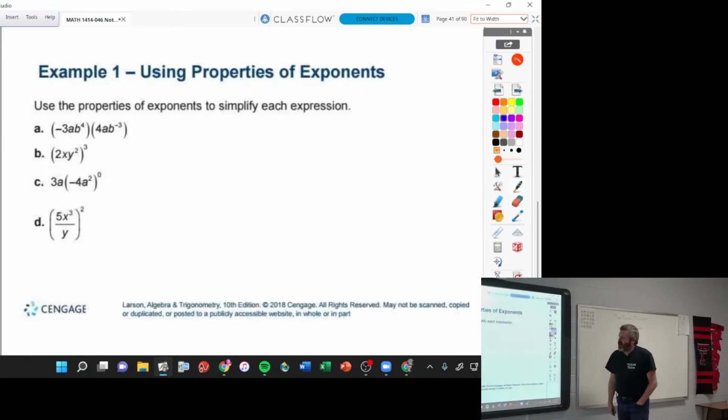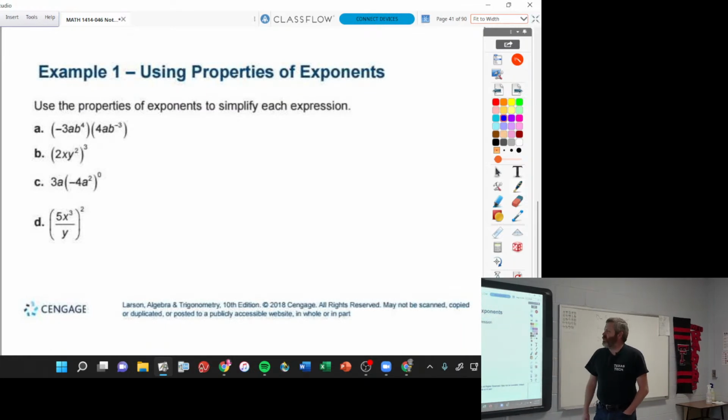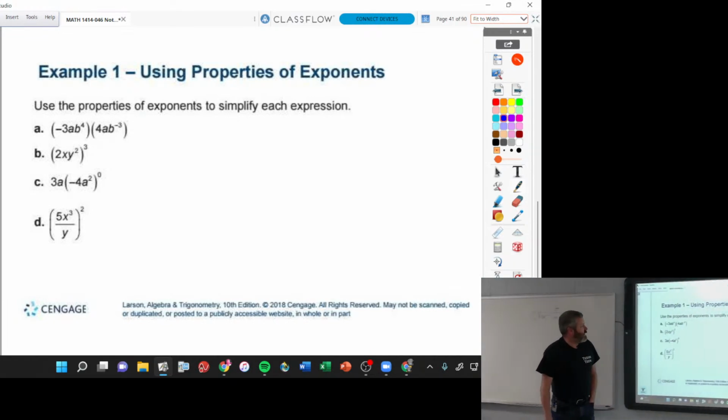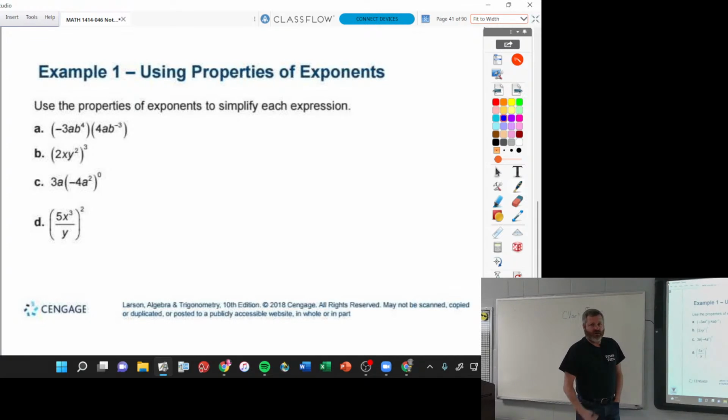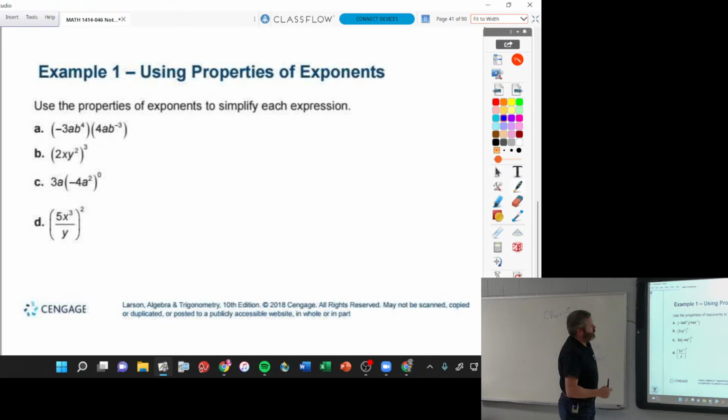So let's look at some properties of exponents. Two screens ago actually showed all the properties. I'm going to talk through them here. On number 1, I'm multiplying negative 3 times a times b to the fourth power by 4 times a times b to the negative third power.